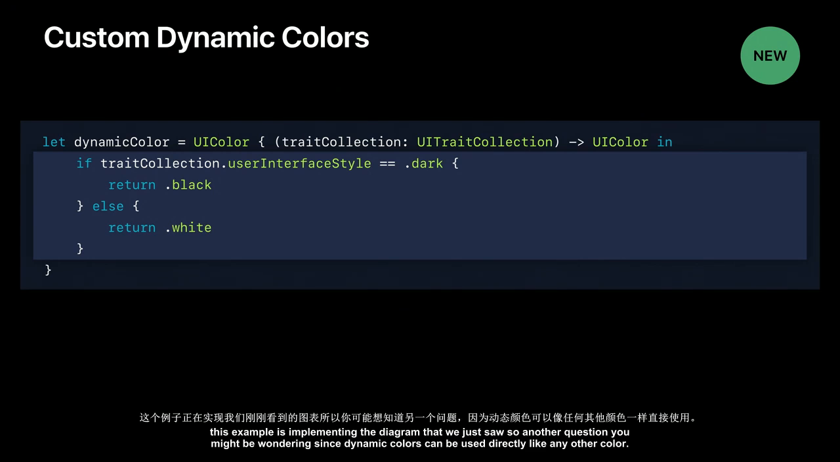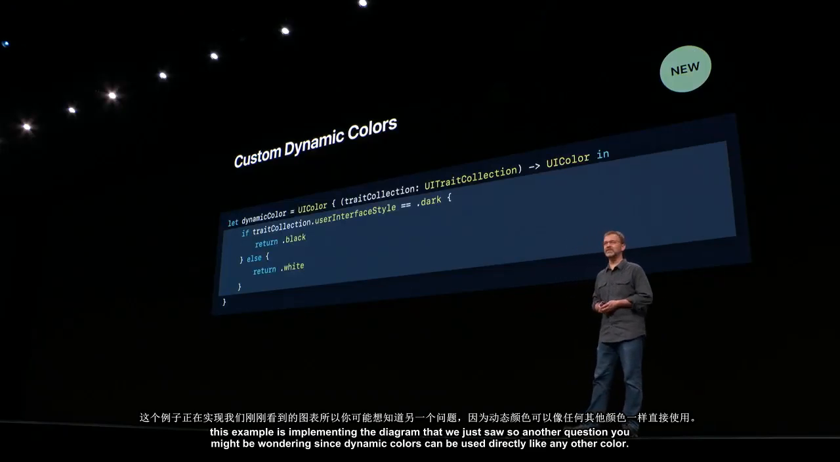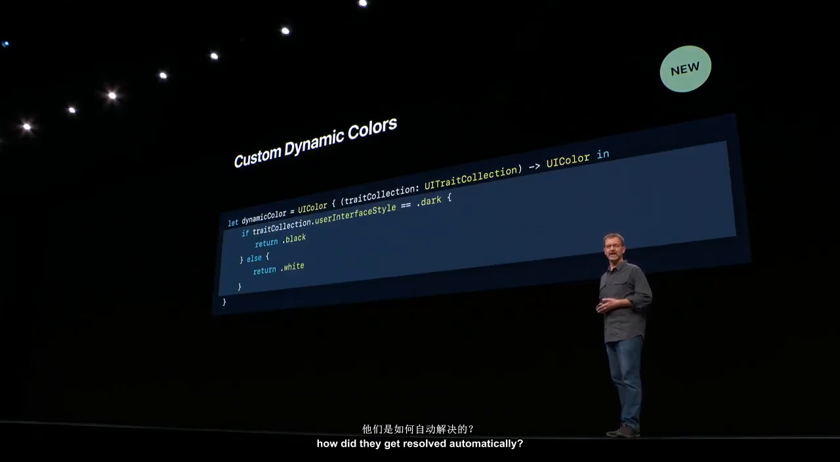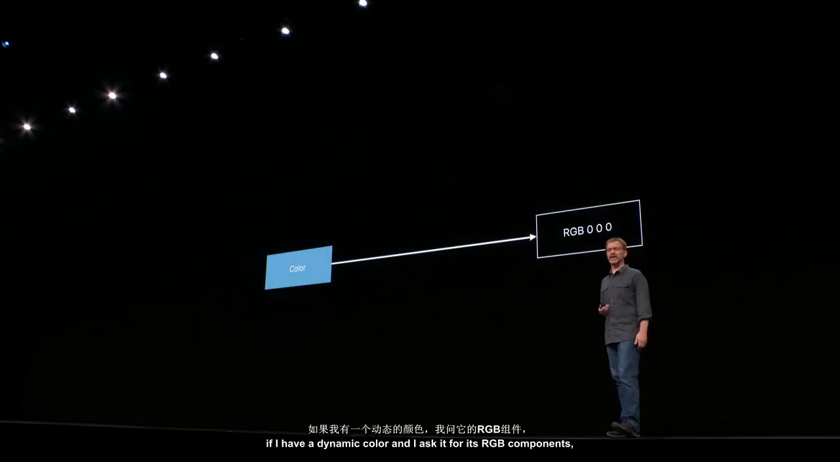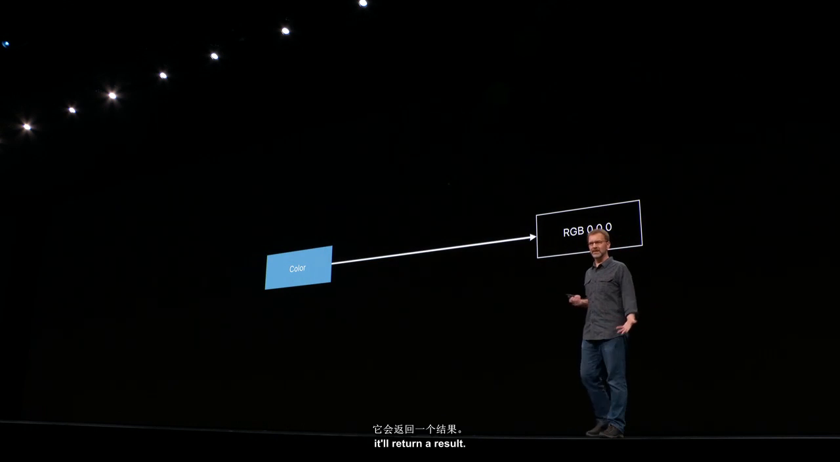So another question. You might be wondering, since dynamic colors can be used directly like any other color, how did they get resolved automatically? If I have a dynamic color and I ask it for its RGB components, it'll return a result. If I have black, I'll get 0, 0, 0. When I ask it, I don't pass in a trait collection.